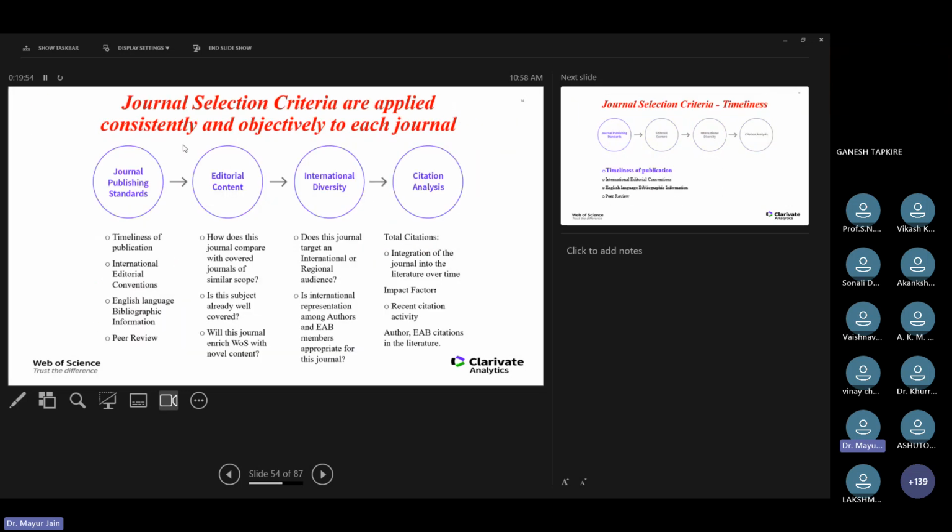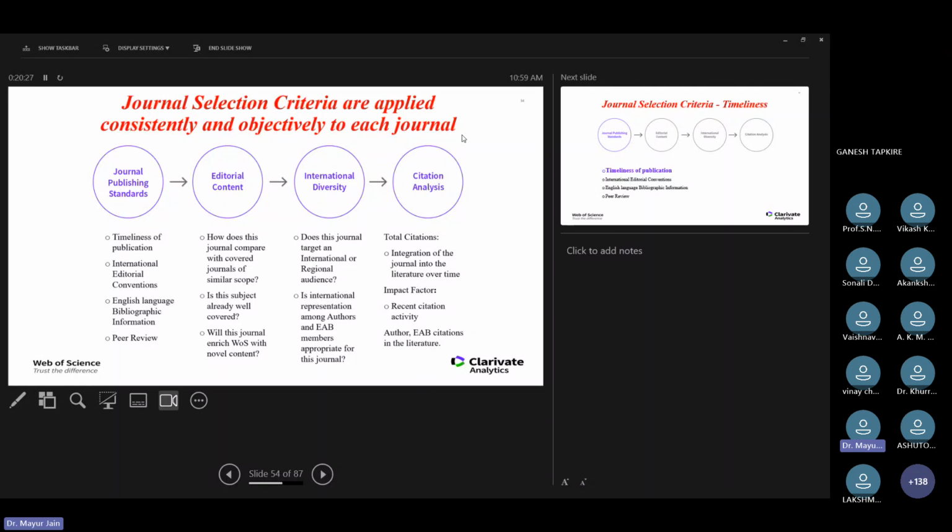Okay, then I think this is something which we have already discussed. The journal selection criteria are applied consistently and objectively to each journal, right? So it should not be like you are just focusing on one journal and trying to understand that okay, this journal has the timeline, but the other journal does not have the timeline, but still it looks good. That is not at all helpful. Whatever criteria you are looking for in your selection must be followed for every different type of journal with every different type of publisher, right?